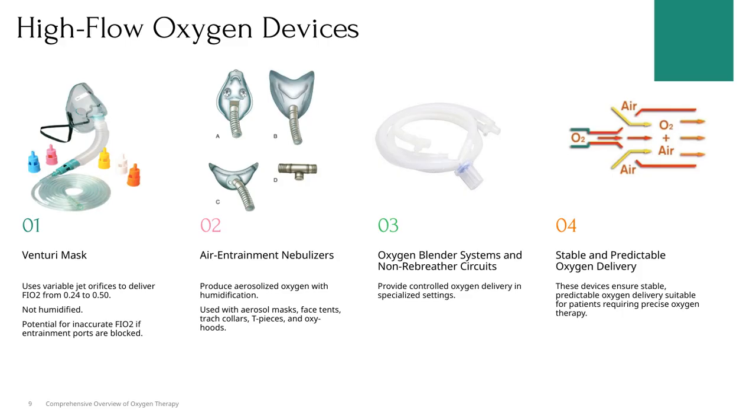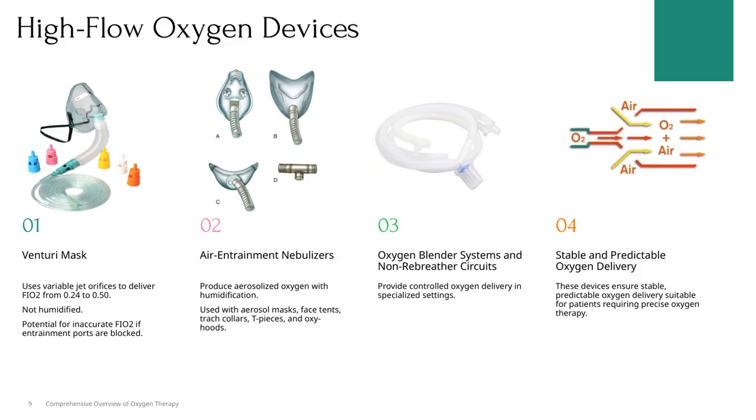Next, we have the Venturi mask. This device uses variable jet orifices to accurately deliver a specific fraction of inspired oxygen, or FiO2, ranging from 0.24 up to 0.5. An important point to remember is that Venturi masks are not humidified, so they are best suited for patients who don't need additional moisture. Also, if the entrainment ports become blocked, the FiO2 can become inaccurate, so proper maintenance and monitoring are essential.